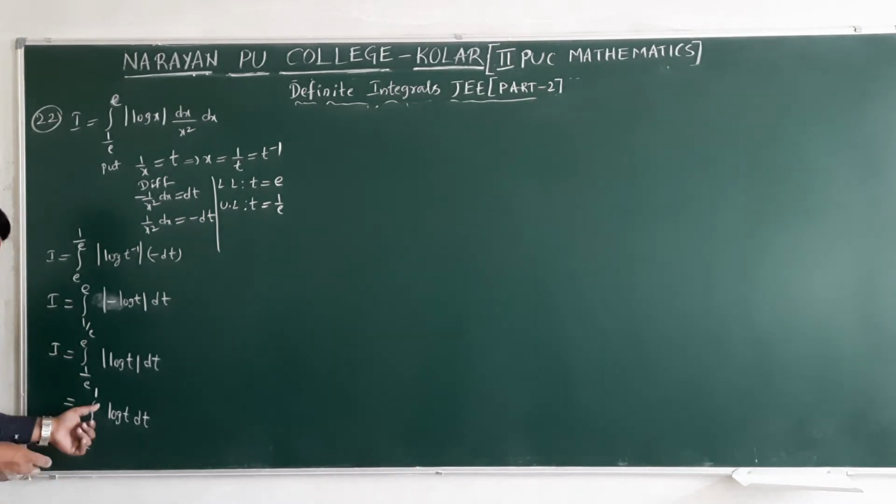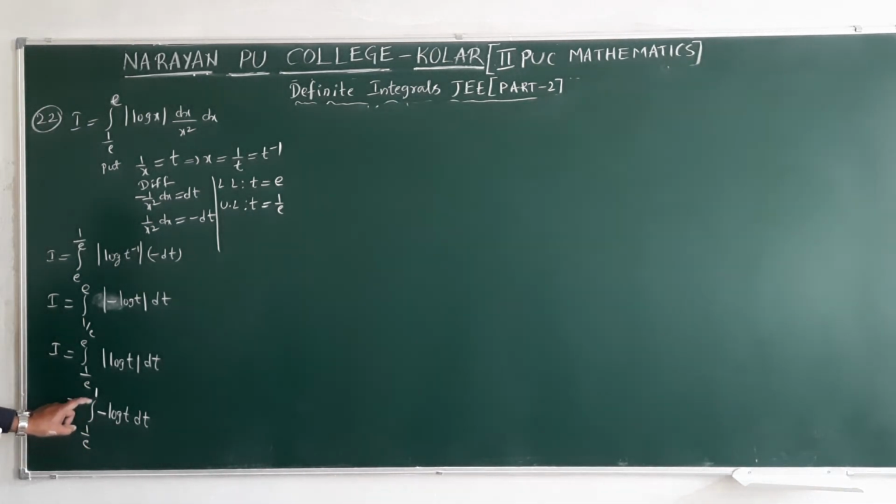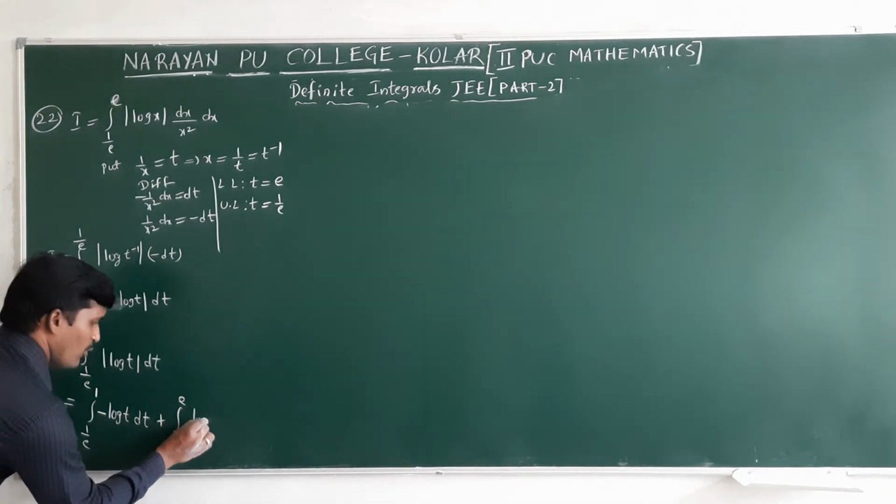Here, from 1/e to 1, any value you take, minus will come. Reason: 1/e means, for example, e power minus 1, so here also negative will come. In between 1/e and 1, for example if you take 1/2, log 2 power minus 1, that is minus log 2 will come, negative only. Next, from 1 to e, it is positive.